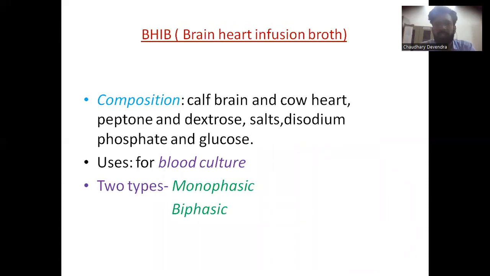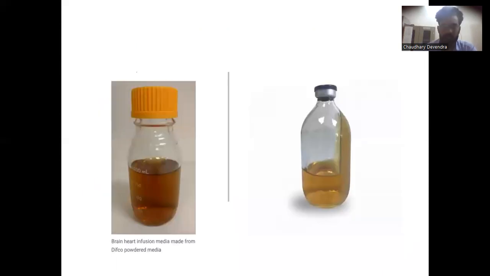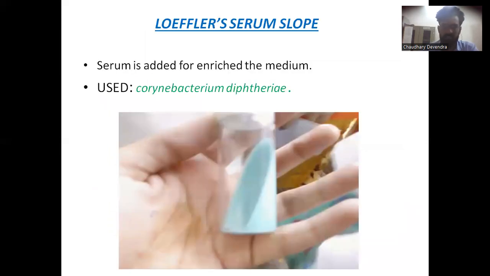BHI, brain heart infusion broth. Composition: calf brain and cow heart, peptone, dextrose, salts, disodium phosphate and glucose. Used for blood culture. Two types are there, monophasic and biphasic. In the case of blood culture bottles, these are the two types, monophasic and biphasic. This is the image of a blood culture bottle.